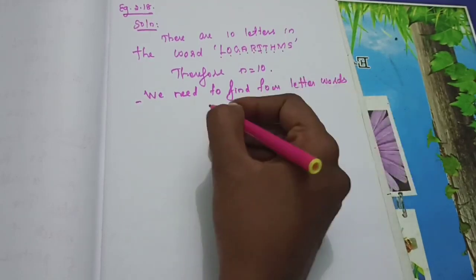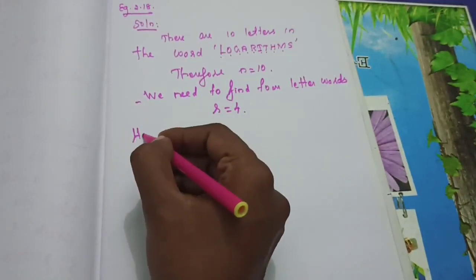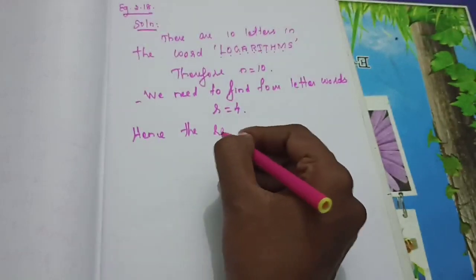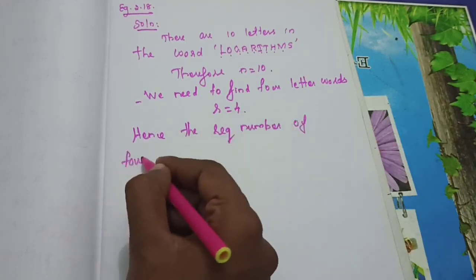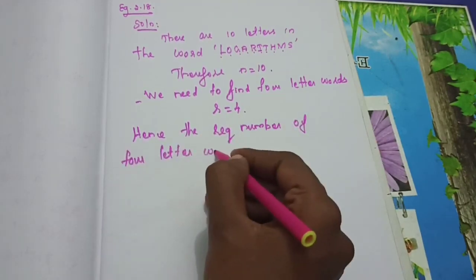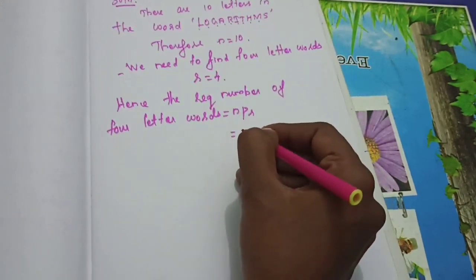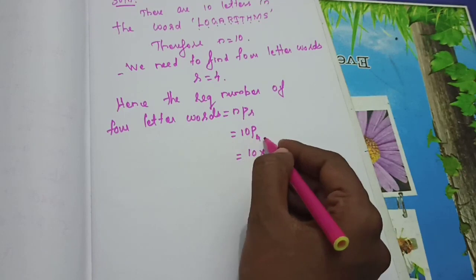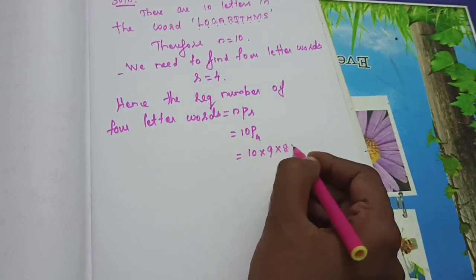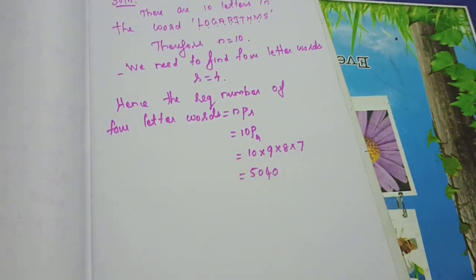We need to find 4-letter words, so the R value is equal to 4. How will you find the required number of 4-letter words? Hence the required number of 4-letter words is equal to NPR. N value is 10 and R value is 4, so that's 10P4, which means 10 into 9 into 8 into 7. Now multiply, how much will you get? 5040. Got it? 5040. Multiply and see its answer.